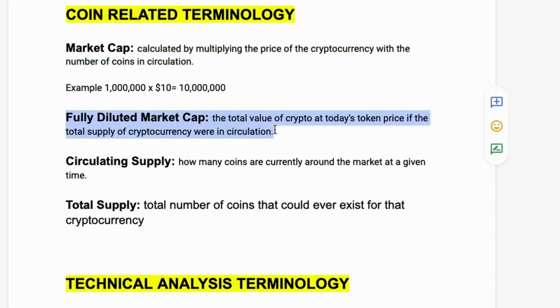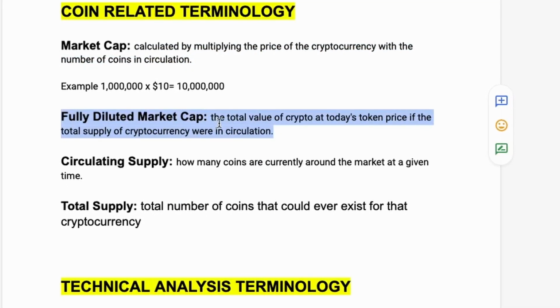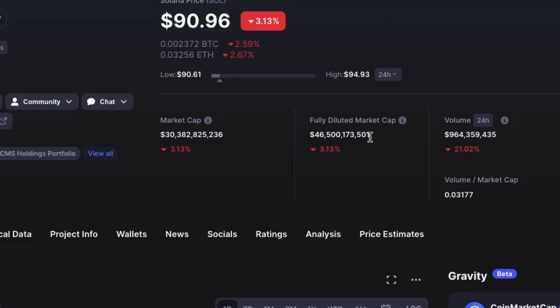Another terminology correlated to the tokens is the fully diluted market cap. So the fully diluted market cap is the total value of the crypto token at today's price if the total supply of the cryptocurrency were in circulation. So as you can see right here, right?